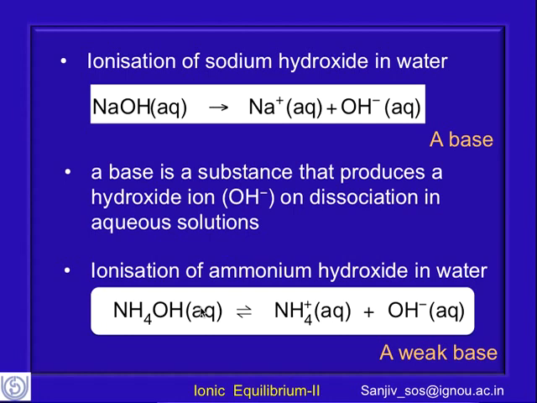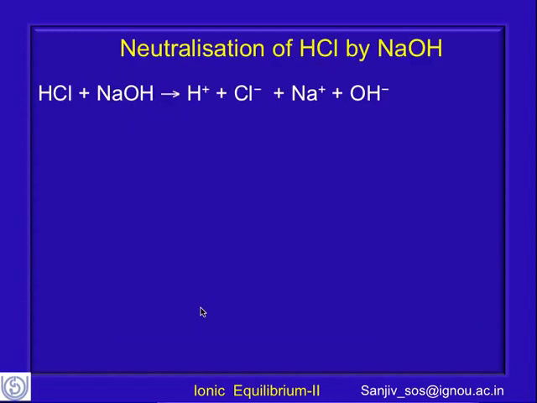Okay, now if I look at the reaction between, say, HCl and NaOH, we know that HCl is a strong acid and NaOH is a strong base. When the two react together, what will happen? If I take a beaker containing a certain amount of water and add a certain amount of HCl and also NaOH, HCl will dissociate to give me hydrogen ions and Cl minus ions, whereas NaOH will dissociate to give me sodium ions and OH minus ions. That means the solution will contain 4 different ions.